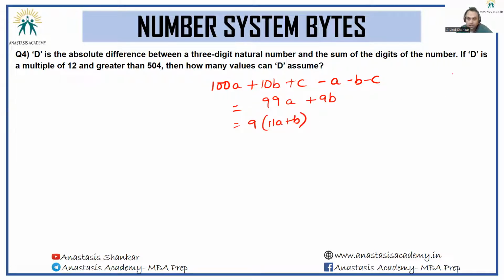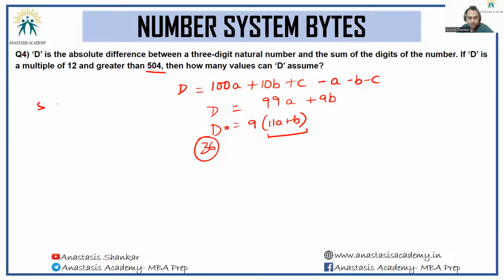Cool. If D is a multiple of 12 and greater than 504. Okay. See, this was D. If D is supposed to be a multiple of 12, hopefully you can identify D is a multiple of 36 now. You have to be a multiple of 12 and a multiple of 9, so you're a multiple of 36. Or in other words, 11A plus B has to be a multiple of 4. Okay. Now D has to be a multiple of 36 and greater than 504.